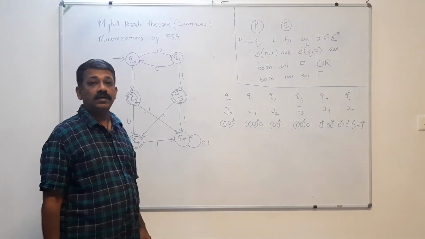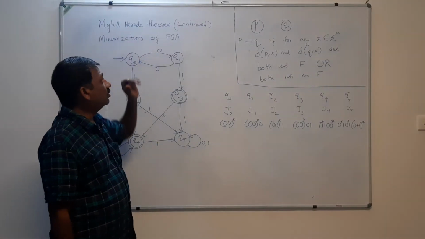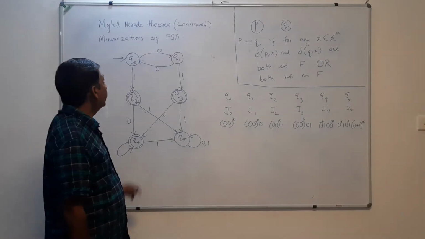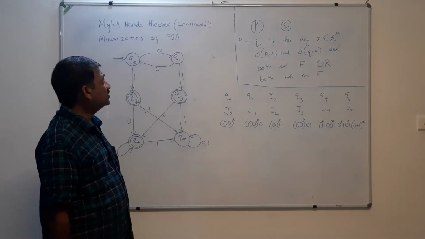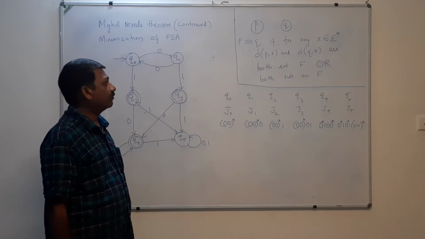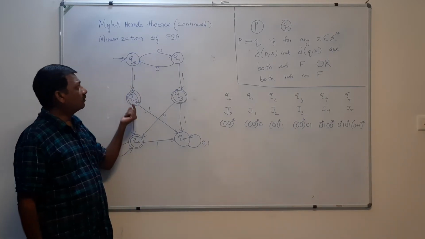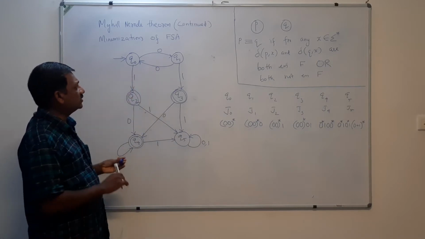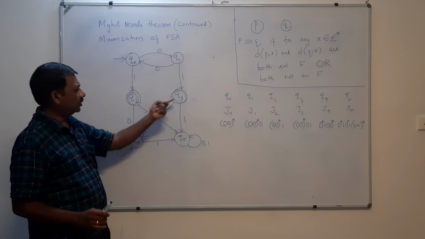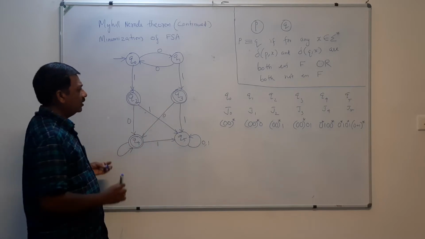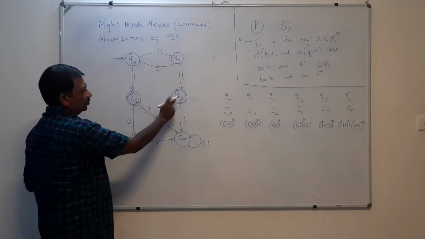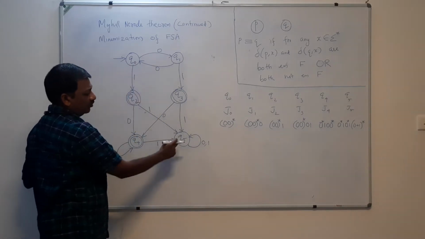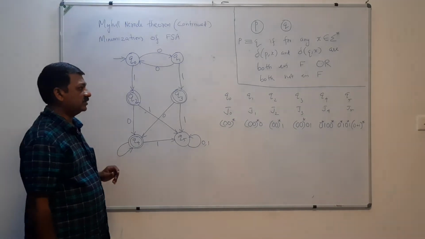Good morning. Continuing with our Myhill-Nerode theorem for minimization of finite automata. Now we are going to minimize a finite state automaton. Here we have a finite automaton which has 6 different states: Q0, Q1, Q2, Q3, Q4, and Q5. Among these, Q2, Q3, and Q4 are final states. Q0, Q1, and Q5 are non-final states.